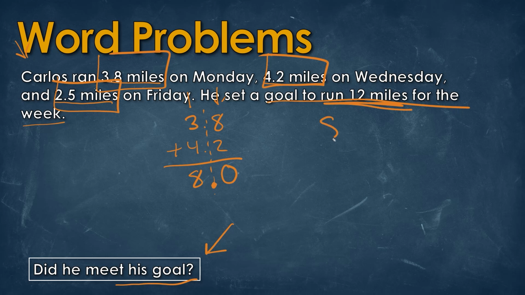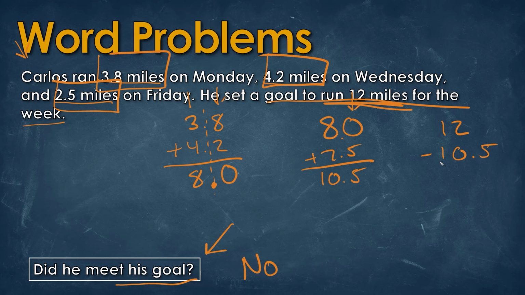And then it says he's going to run an extra 2.5 miles. So we'll add those two numbers together, starting on the right. 0 plus 5 is going to give us 5. And then 8 plus 2 is going to be 10.5. Now it says he ran a total of 12 miles, and we know that 12 is a bigger number than the 10.5. So we know he did not meet his goal, but if the question is asking for us to subtract, we better try it anyways.